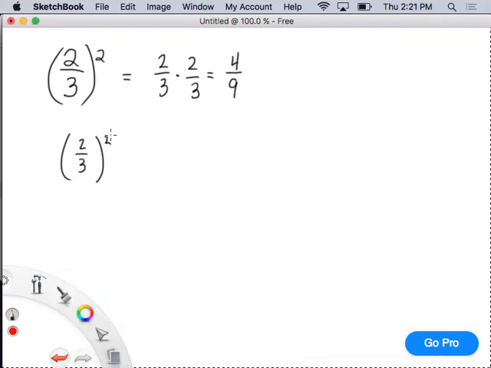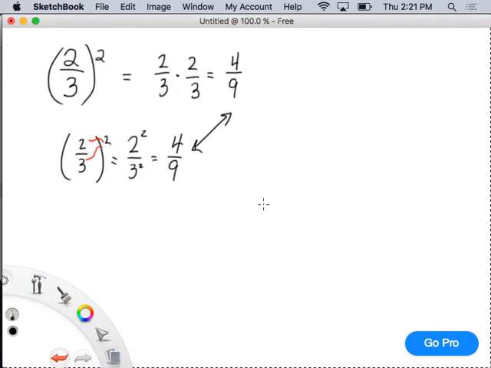Does anyone know what I do with this exponent when I've got a fraction? Yes, sir. You bring it inside to the top and bottom. Very good. I apply it to the top and the bottom. So it becomes 2 squared over 3 squared. 2 squared is 4. 3 squared is 9. I wind up with the exact same answer, you see? Any questions about that? No? Okay.